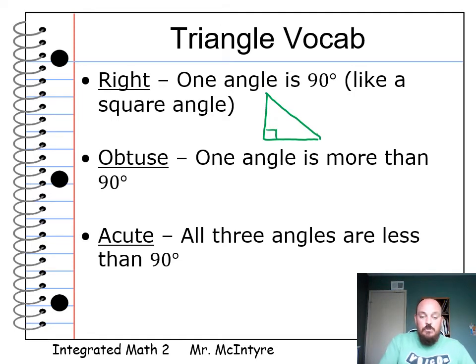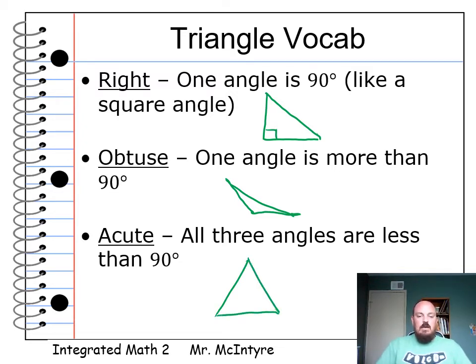Now, an obtuse triangle has one that's bigger than 90. So maybe it has one angle that looks like this, something bigger than that. And then you connect it and you make a triangle. It wasn't very good straight lines, but you guys get the idea. One angle bigger than 90. And then an acute triangle could be something like, remember our equilateral triangle from last one? None of those angles are bigger than a right angle. So that's what we call an acute triangle.